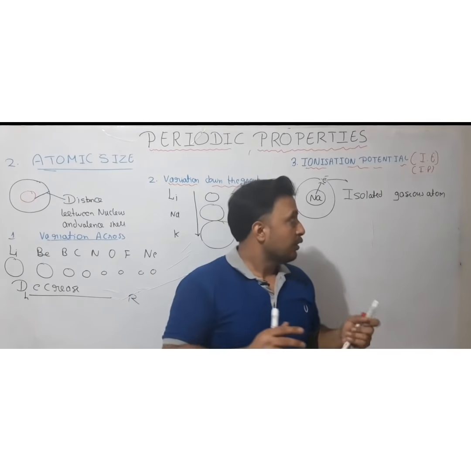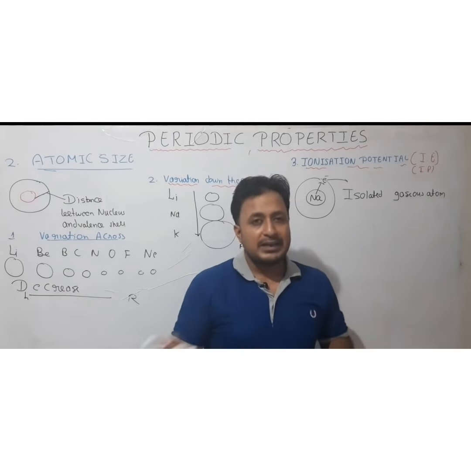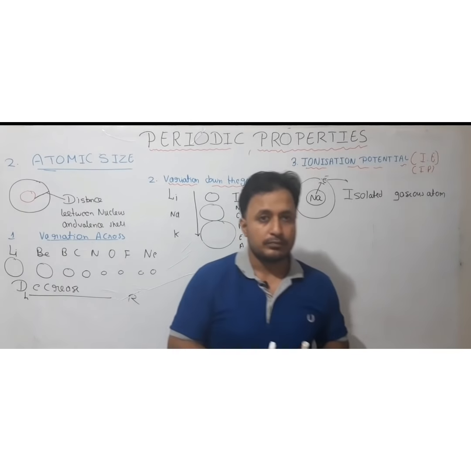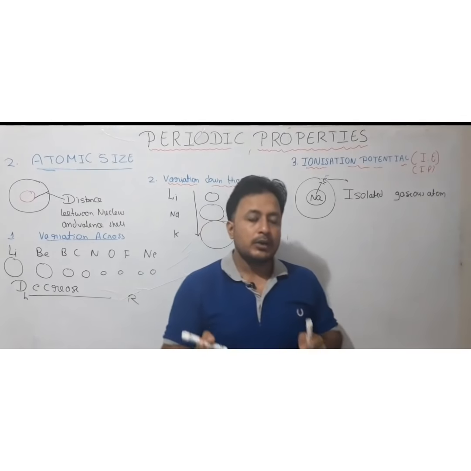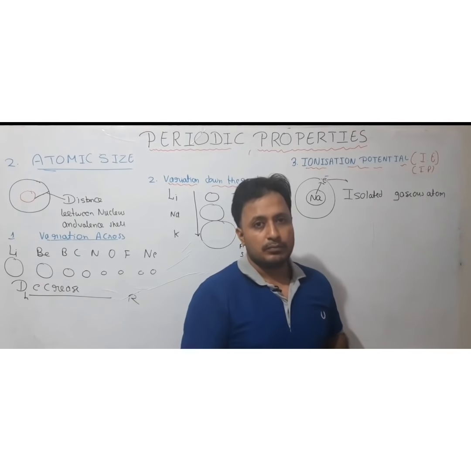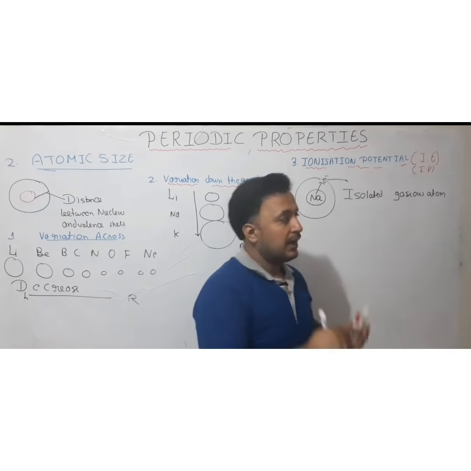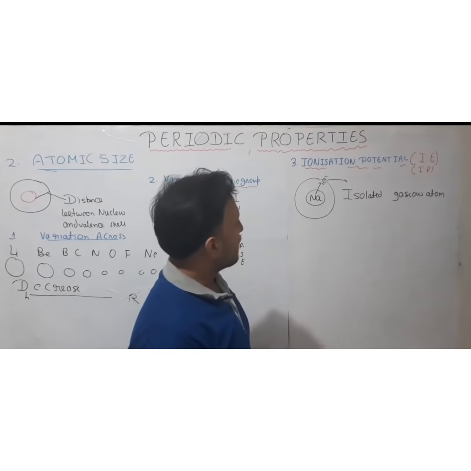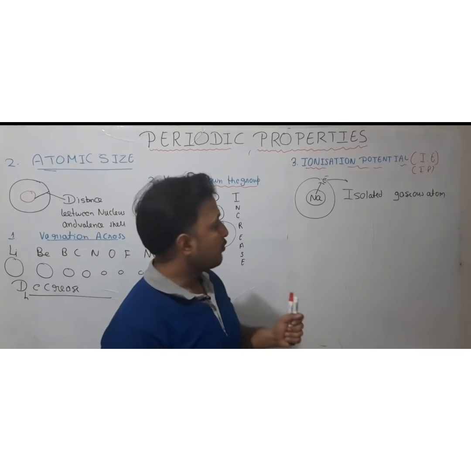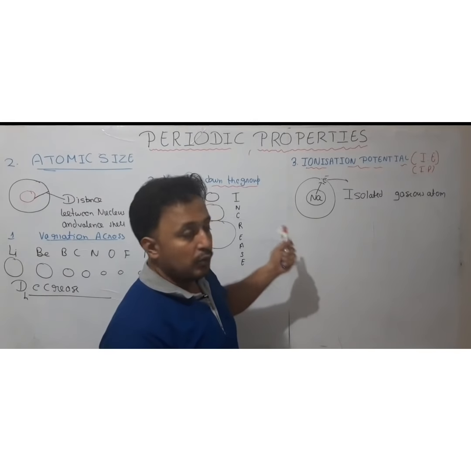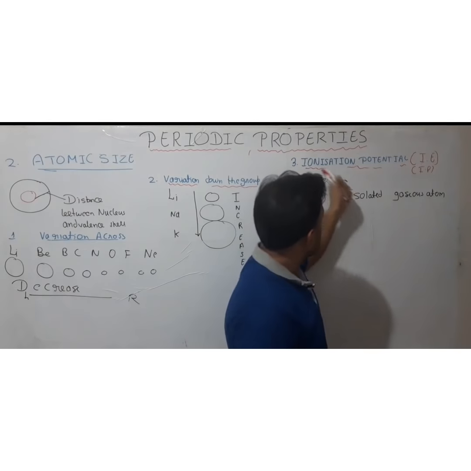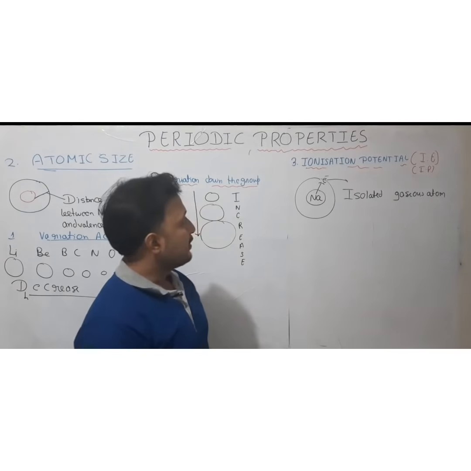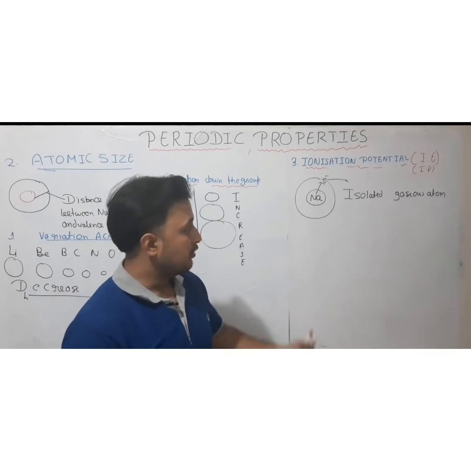When an electron is going to be removed from any atom, then in such a case the atom is required to be in the gaseous form. Okay, it is required to be converted into the gaseous atomic form, and then only it is going to lose an electron. So it means the amount of energy required by an electron to be removed from the isolated gaseous atom is known as ionization potential or ionization energy. Okay, so that is the meaning of ionization energy or ionization potential.